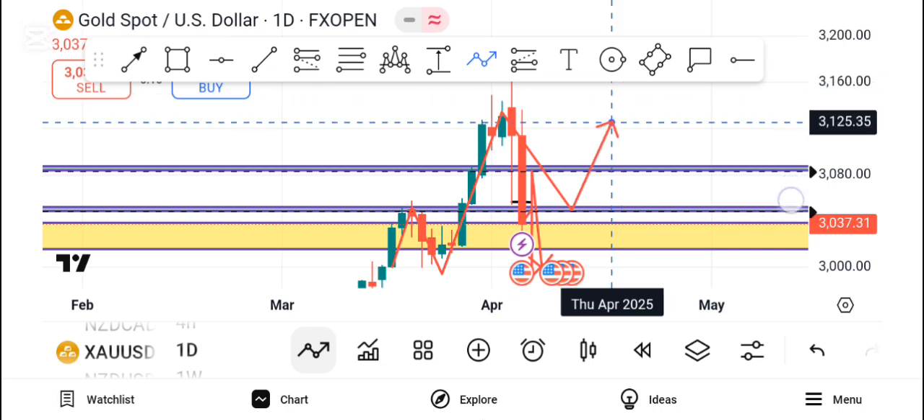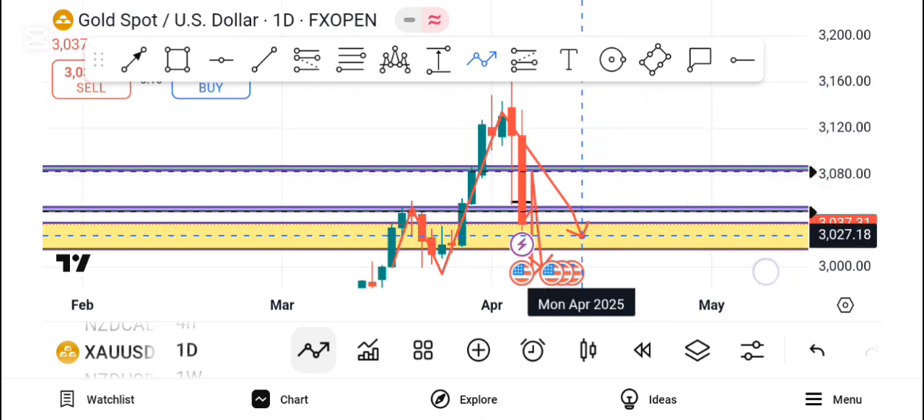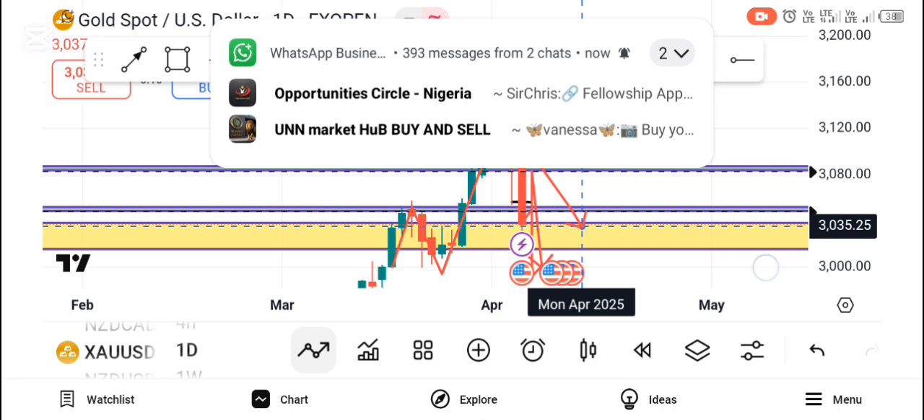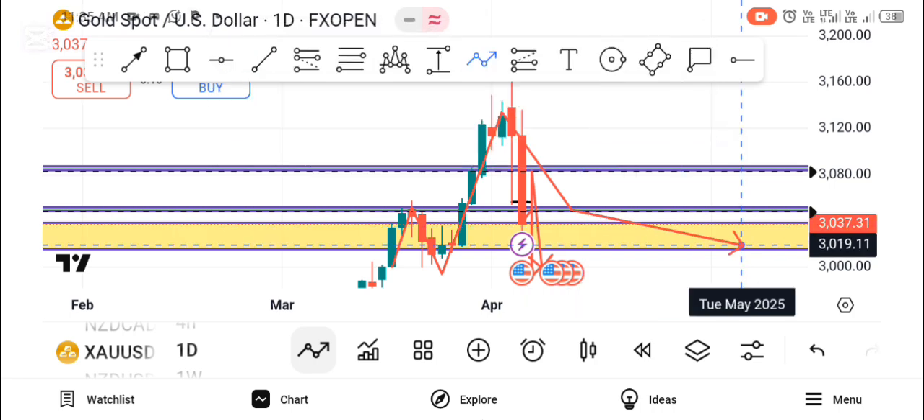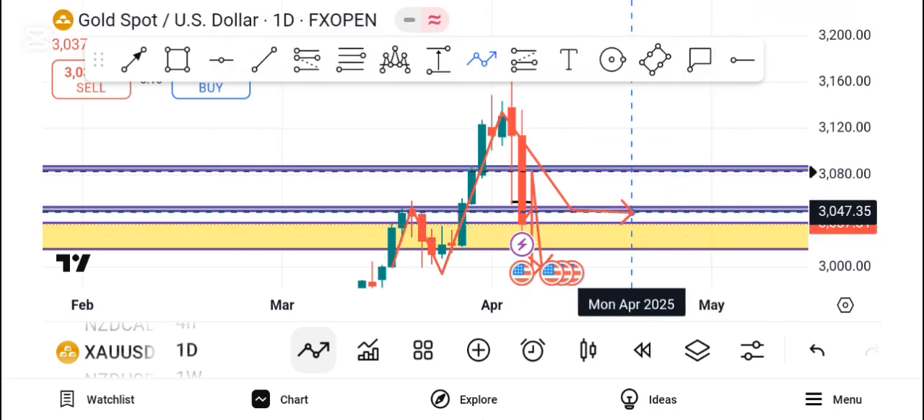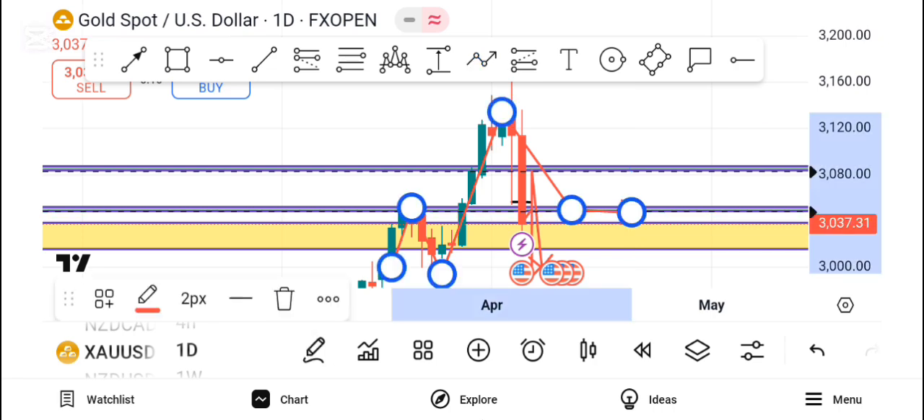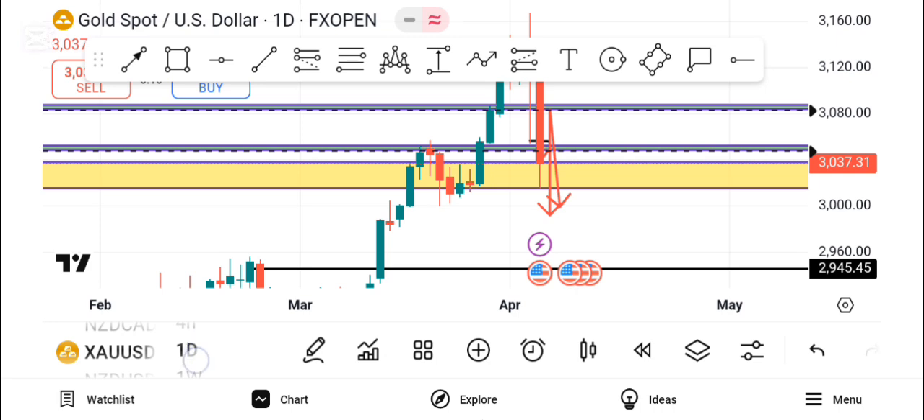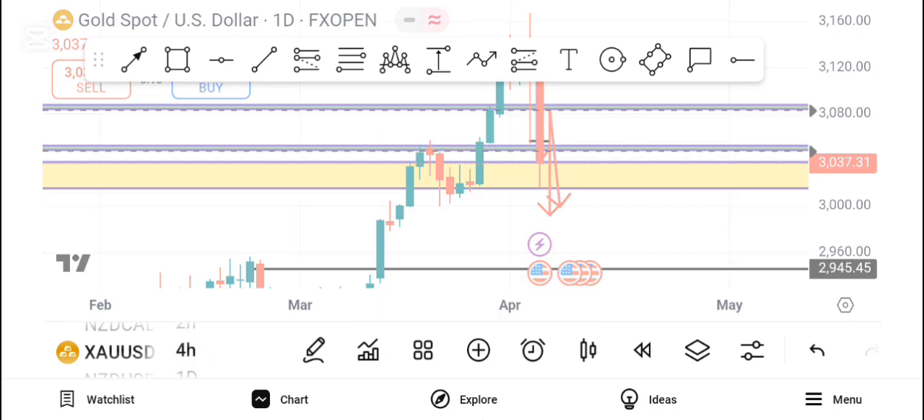But what happened? It broke and closed below this level, breaking the market structure. Now we are in a downtrend. So the answer to the question we asked on the weekly, whether we are going up or going down, has been gotten from the daily time frame. So we are going down. We are going to look for sells on XAUUSD, which is good. Now let's go to the 4 hours and continue the analysis.